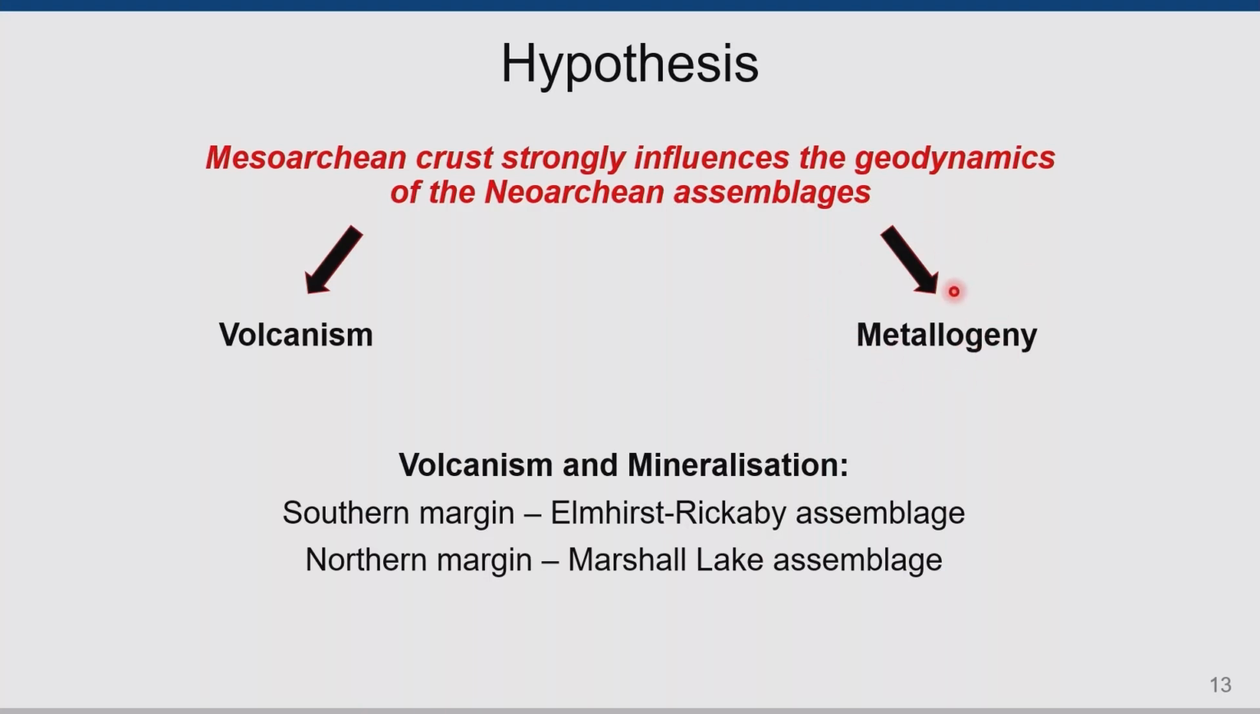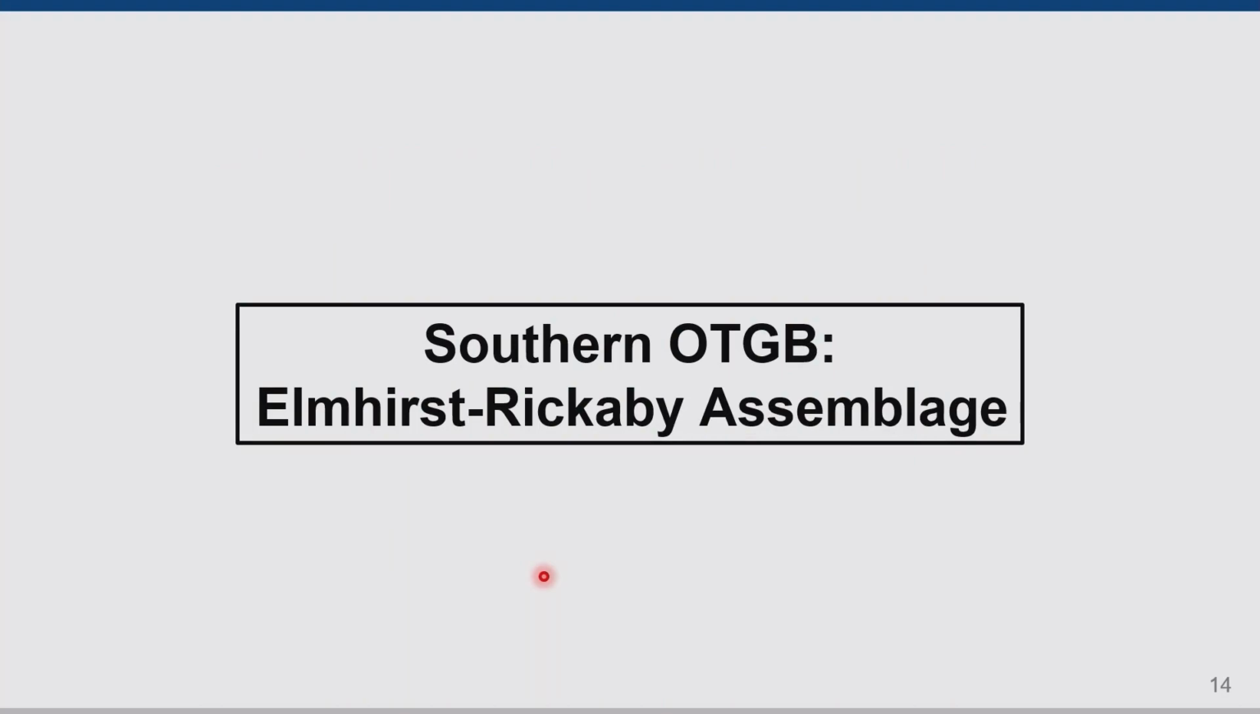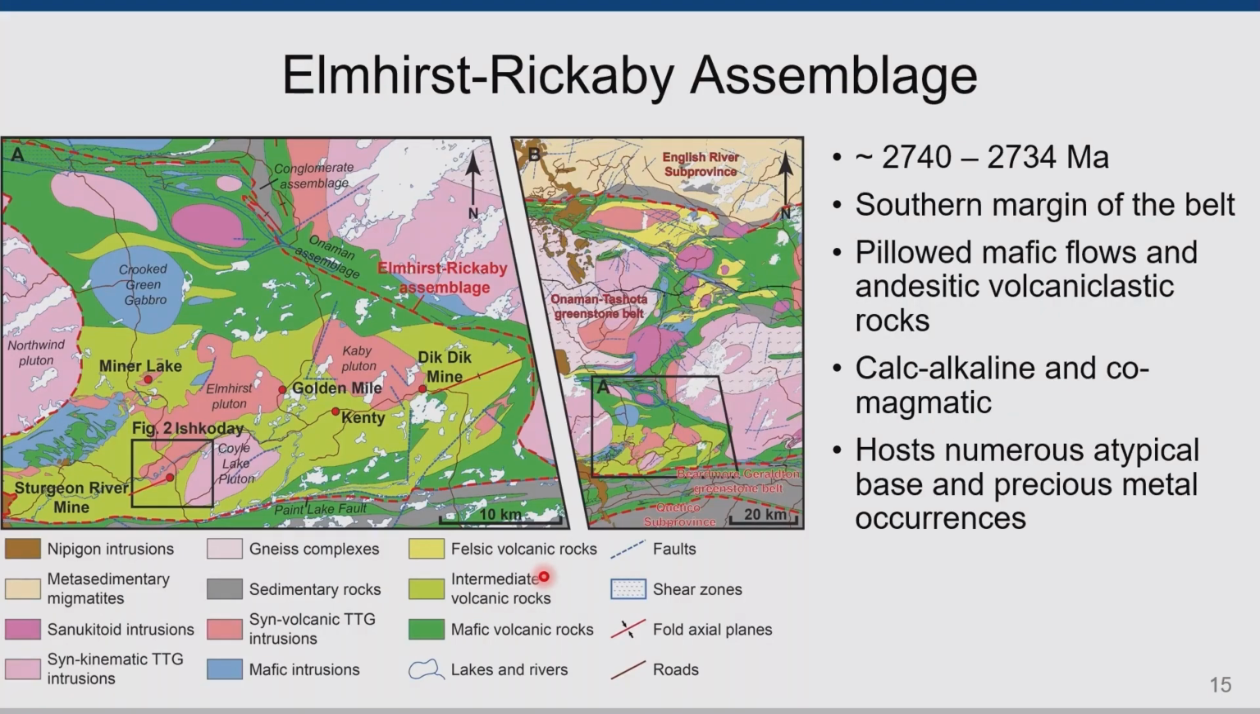And so we're going to look at 2 examples here from either end of the belt. We're going to look at the southern margin of the belt, and we're going to look at the northern margin of the belt. We're going to try to deconstruct the metallogeny in brief as quickly as I can here before everybody falls asleep. So we'll start out with the southern package, and this is known as the Elmhurst-Rickaby assemblage. It's 2740 to 2734. This is the greenstone belt here again, and then this is just a blow-up of this area here, and you can see the assemblage down here.